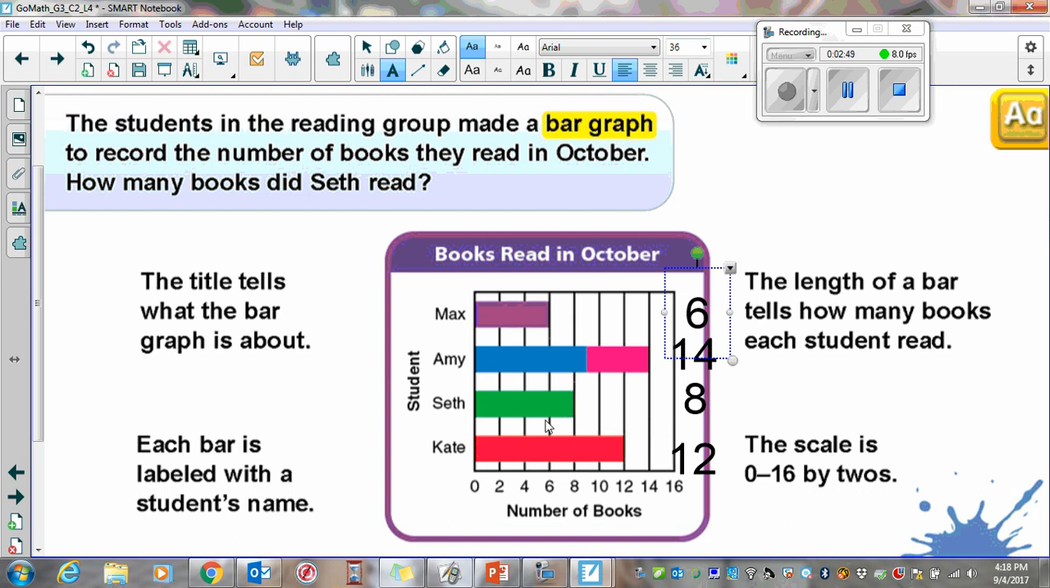We can use this information from the bar graph to answer questions about the students. For example, we wanted to know how many books that Seth read, and we can look at our bar graph and see that Seth read 8 books in the month of October. And that is how we can use a bar graph in order to interpret data.